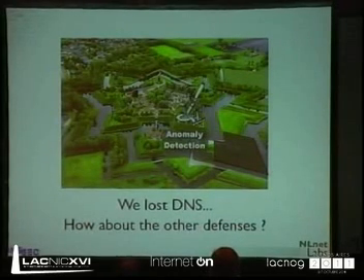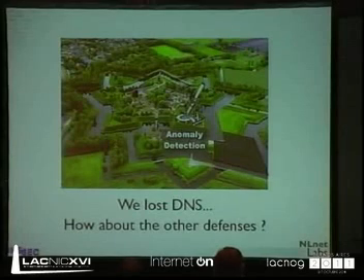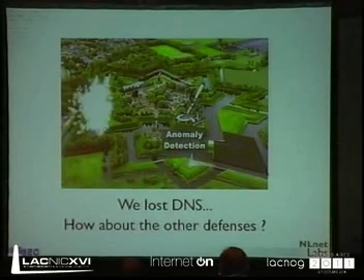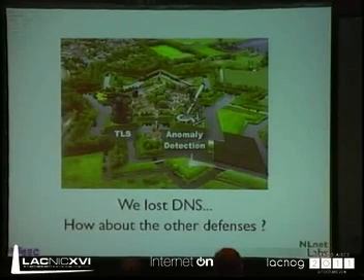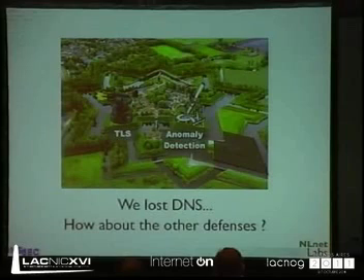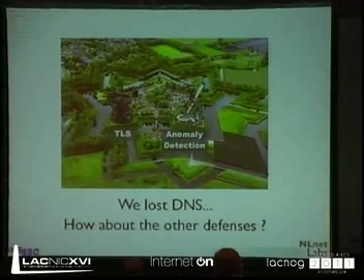So you lost the DNS. We lost one of these barriers. How about the other defenses that we have? Anomaly detection, I talked about that. If you see weird stuff going on in your network, you see the fingerprint of an attack, you can work with that. And we have TLS, transport layer security, SSL, certificates, PKIs, that kind of stuff. So who cares that we lost the DNS? There's all this other stuff that will protect us. That's at least the common reasoning.